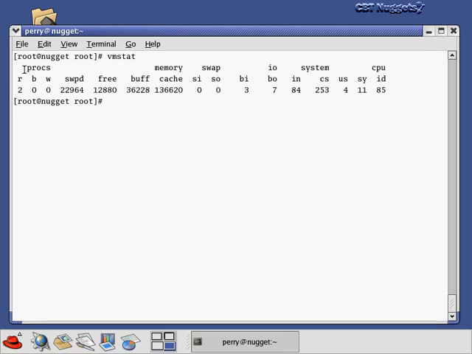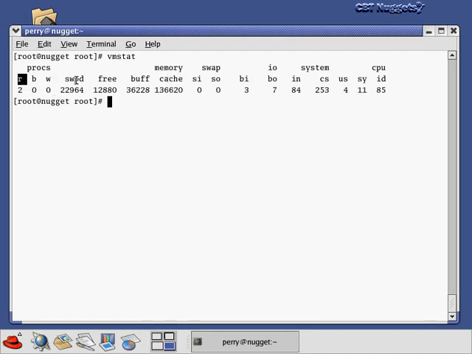Okay, so there's basically like 4 or 5 categories here: the processes, the memory, the swap, the I/O, the system, and the CPU. Now what I want to do is just explain what all these various subheadings are for each one of these. Okay, so the processes is the number of processes on the system that are waiting to run. That's what's under the r column. The b column is the number that are sleeping, and the w column is the number that are swapped out.